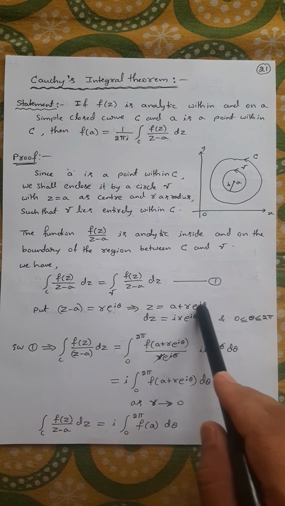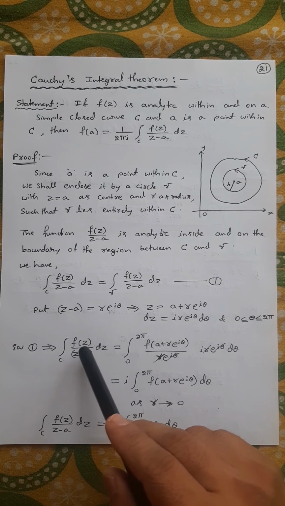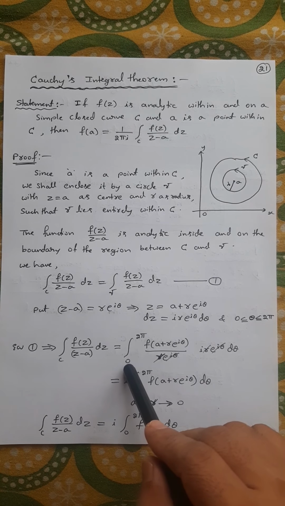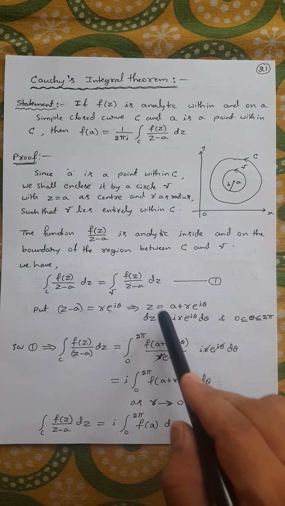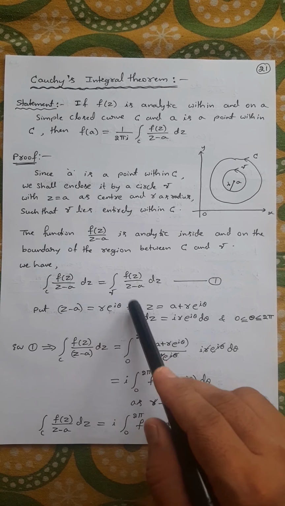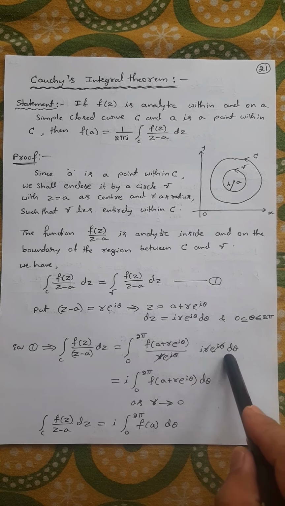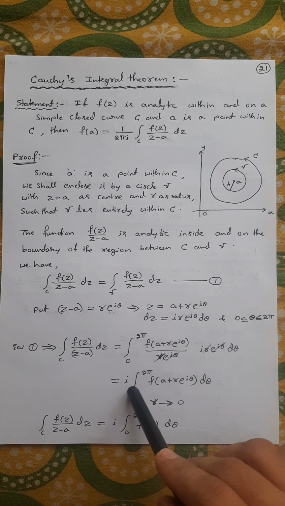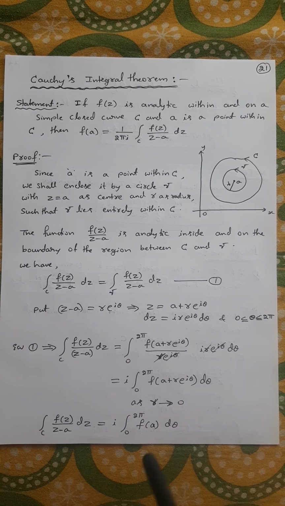Equation 1 implies, substitute these in equation 1. LHS write as it is: integration over C of f(z) by (z minus a) dz equals integration from 0 to 2 pi, theta varies from 0 to 2 pi. Here z means a plus r e power i theta, z minus a means r e power i theta, and dz means i r e power i theta d theta. r gets cancelled, e power i theta gets cancelled. Take i outside: integration from 0 to 2 pi of f(a plus r e power i theta) d theta.